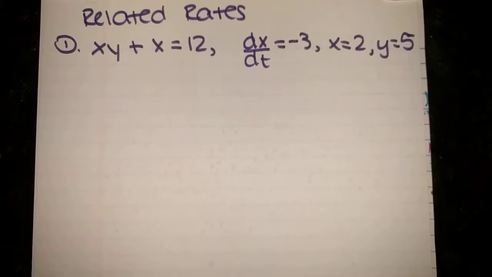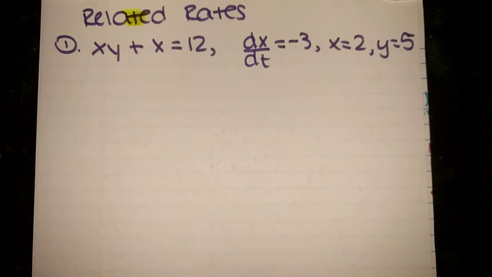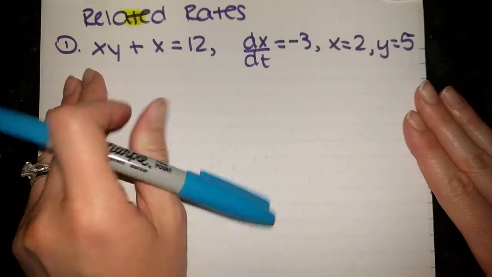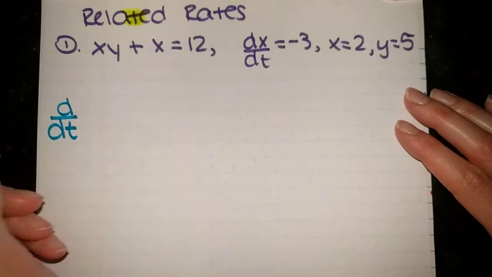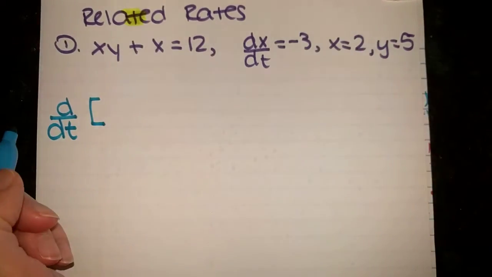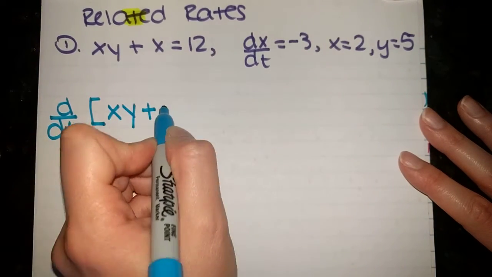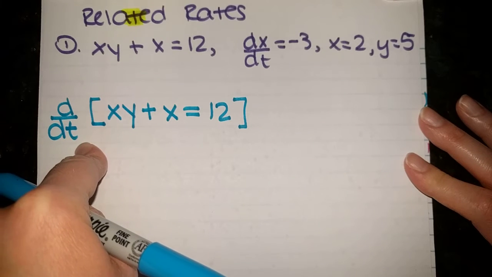With related rates, the first thing that I really need you to know is that the variable that you are differentiating with respect to is t. So if we already have an equation in the given information, we're going to jump right to differentiating with respect to t the whole related rates equation. So you have xy plus x is equal to 12, and you're differentiating with respect to time.